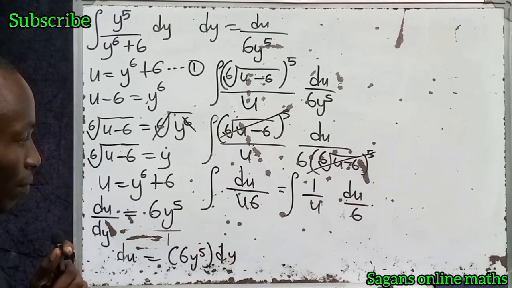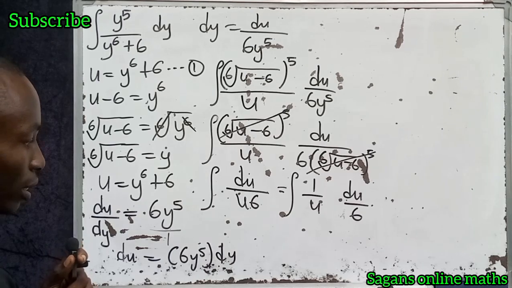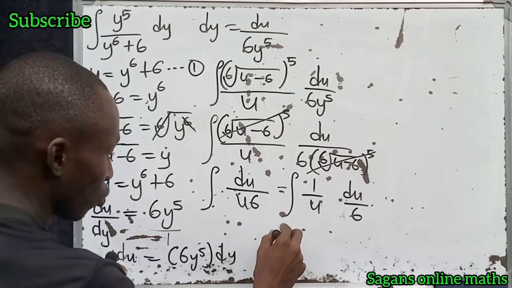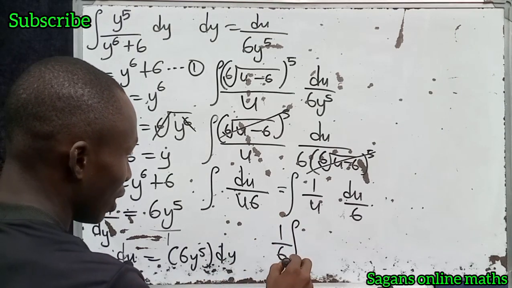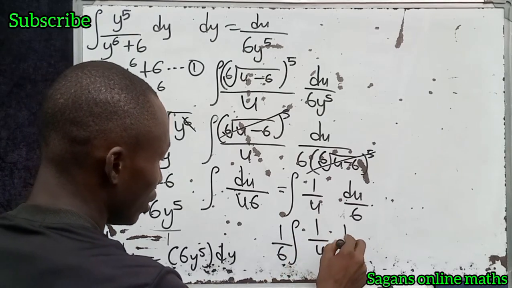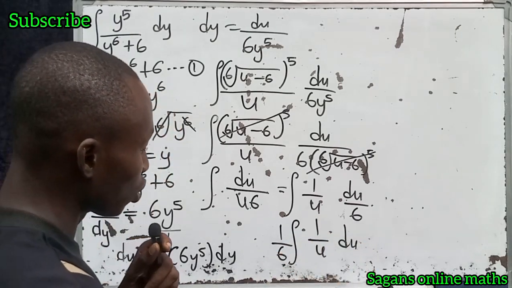Let's see amazing things here. Now let's isolate the coefficient of u. Remember that the coefficient of u is 1 over 6. So if we isolate it, we put 1 over 6, the integral of 1 over u du, right? Now what are we going to do here?